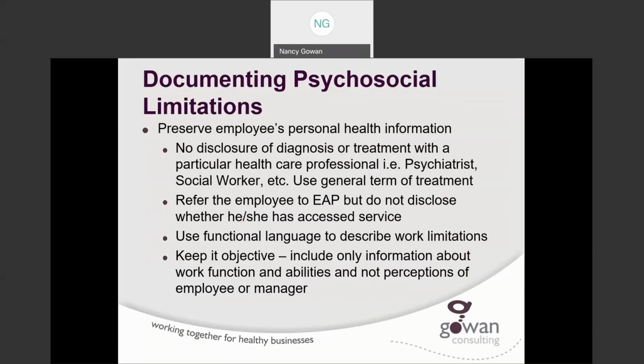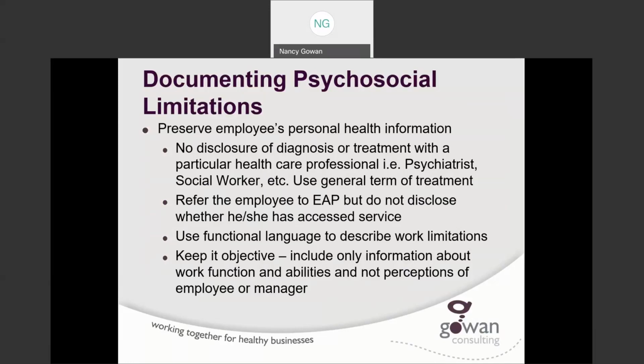When you're documenting psychosocial limitations, ensure that all your documentation is preserving that employee's personal health information. Do not disclose diagnosis or treatment, or even a particular type of healthcare professional. Including things like a psychiatrist or social worker or mental health professional in the body of the report, in its sense, discloses diagnosis. Use general terms for treatment, such as their health condition or their treatment plans, that do not include specifics that would help people to determine what type of diagnosis they may have.